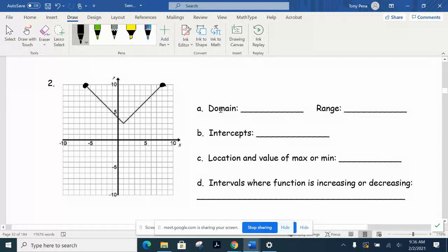Let's see where we are at here. I don't want to spend too much time waiting, just to make sure we get through everything I want to make sure you need to see before Thursday. The domain are your x values again. So just what x value do we start at? What x value do you end at?